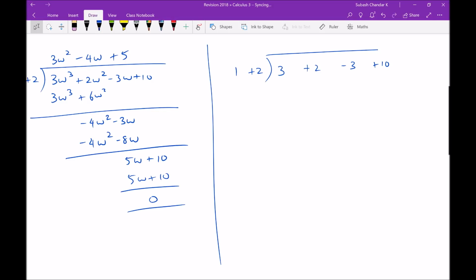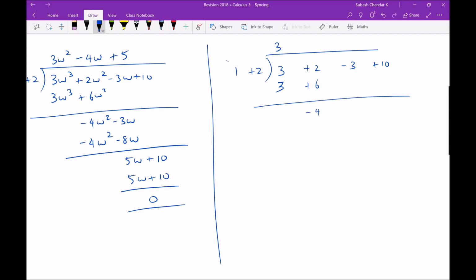Okay, I'm not looking at the w squared or w cubed, I'm just writing the coefficients of them. So I know that I need to get rid of this 3 here, so I'm going to multiply this by 3. So 3 times 1 is 3, 3 times 2 is plus 6, and then 2 minus 6 is negative 4. Can you guys see what I'm trying to do there?